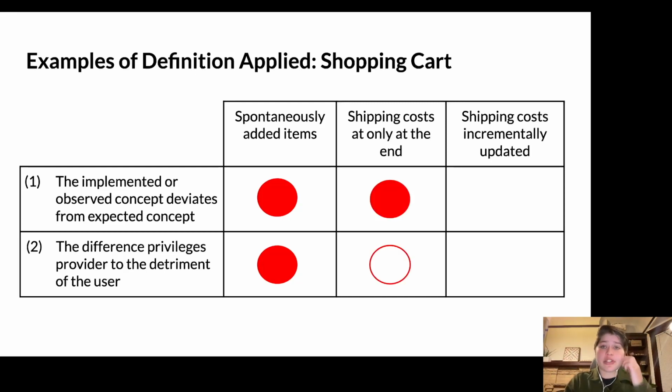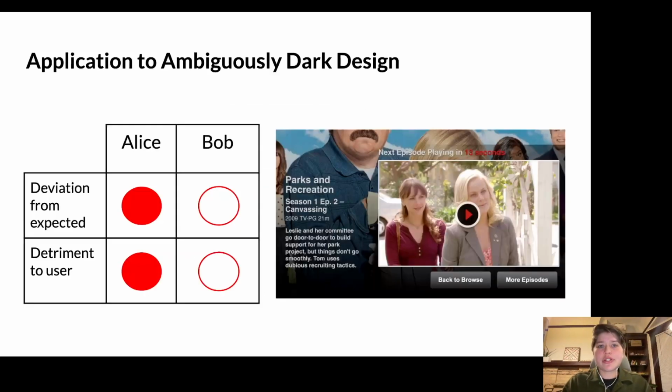On the other hand, imagine a shopping cart where shipping costs were calculated and updated incrementally as more items are added, showing the current cost to the user. This may surprise users, but it's to their benefit and not their harm, so not a dark pattern. To return to our ambiguously dark example, our definition reveals that whether this design feels dark to a user will depend on the user's expected concept. When this design was reported 7 years ago, many users like Alice may have been operating under the model of playing a DVD on a video player. Another episode starting to play would break their expectations.